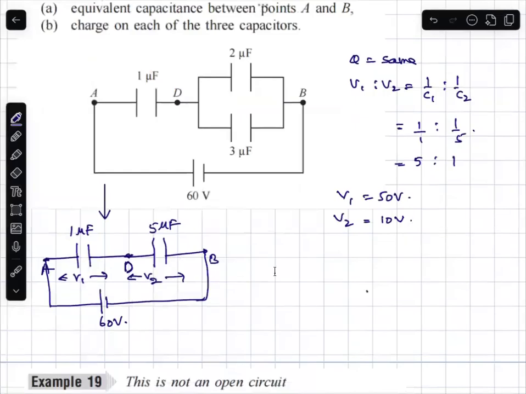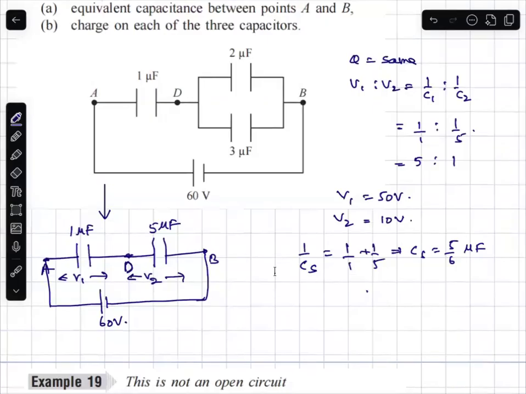Okay, first that I can find. What is the equivalent capacitance between A and B? 1 by Cs is equal to 1 by 1 plus 1 by 5. So this implies Cs is equal to 5 by 6 microfarad. The nature of mistakes which you will make is units. Just please take care of that.